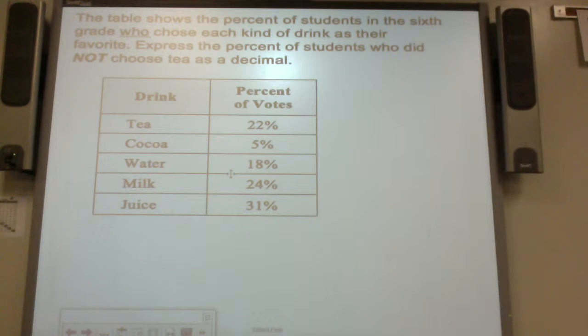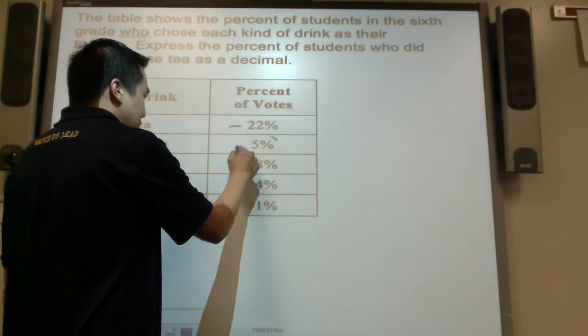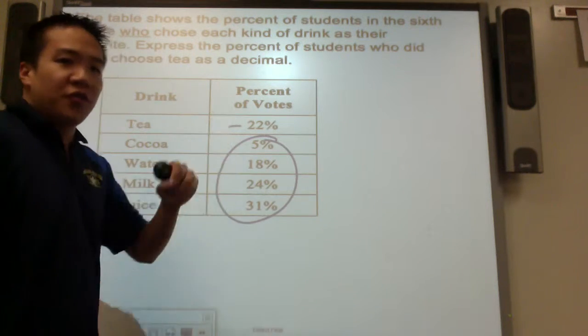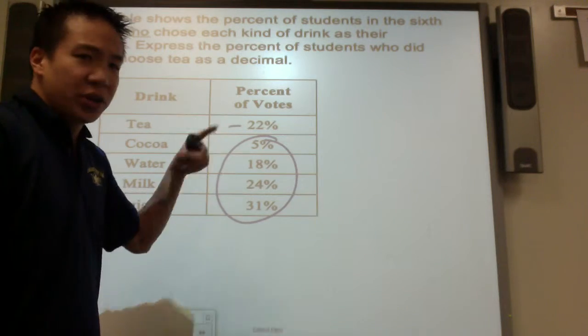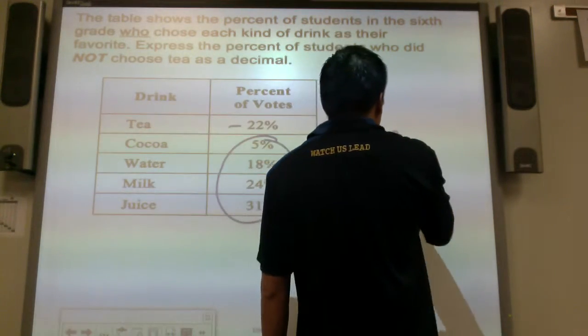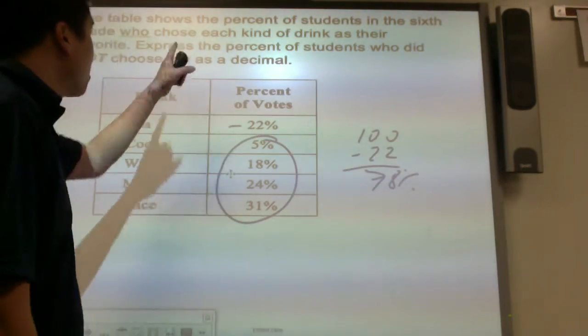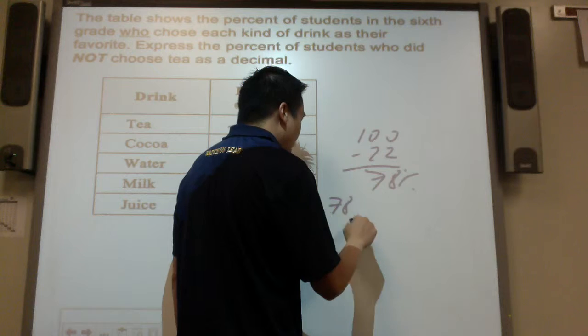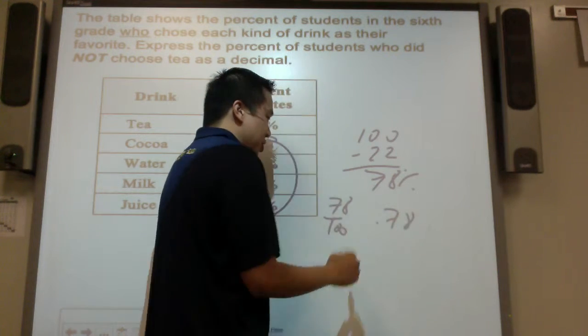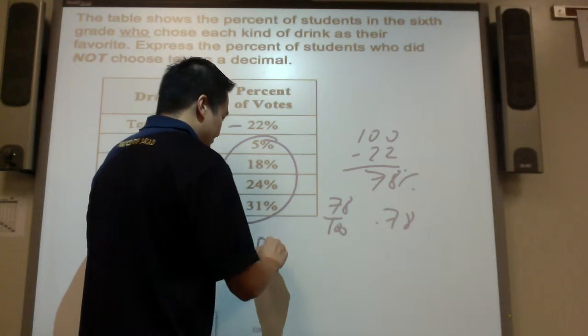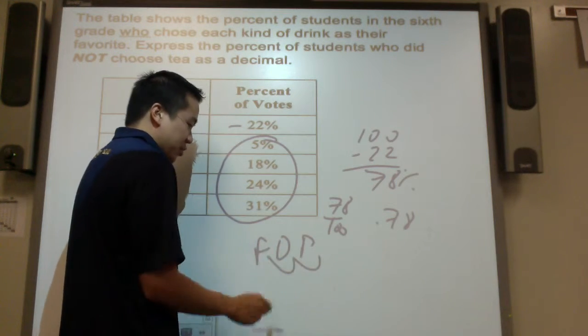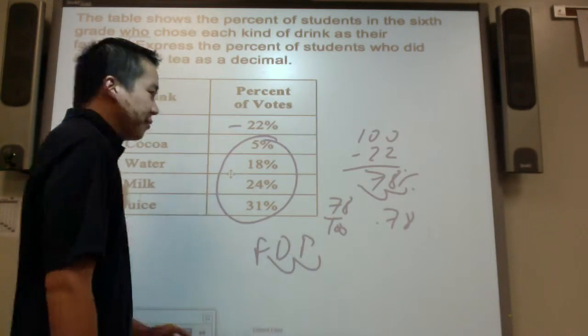The table shows the percent of students in the 6th grade who chose each kind of drink as their favorite. Express the percent of students who did not choose tea, who do not like tea. If you know it adds up to 100%, and 22% like tea, 100 minus 22 would be 78% do not like tea. So how would you write this as a decimal? 78 hundredths. Or FDP, move it 2 places back, 1, 2, 0.78.